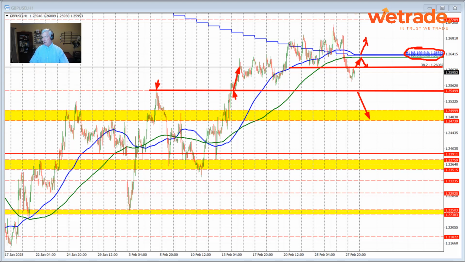We do have PCE data coming out in the US. That's going to be key at 8:30, with the core PCE expected at 0.3%, and the headline PCE also at 0.3%. That should bring the year-on-year levels down, however.